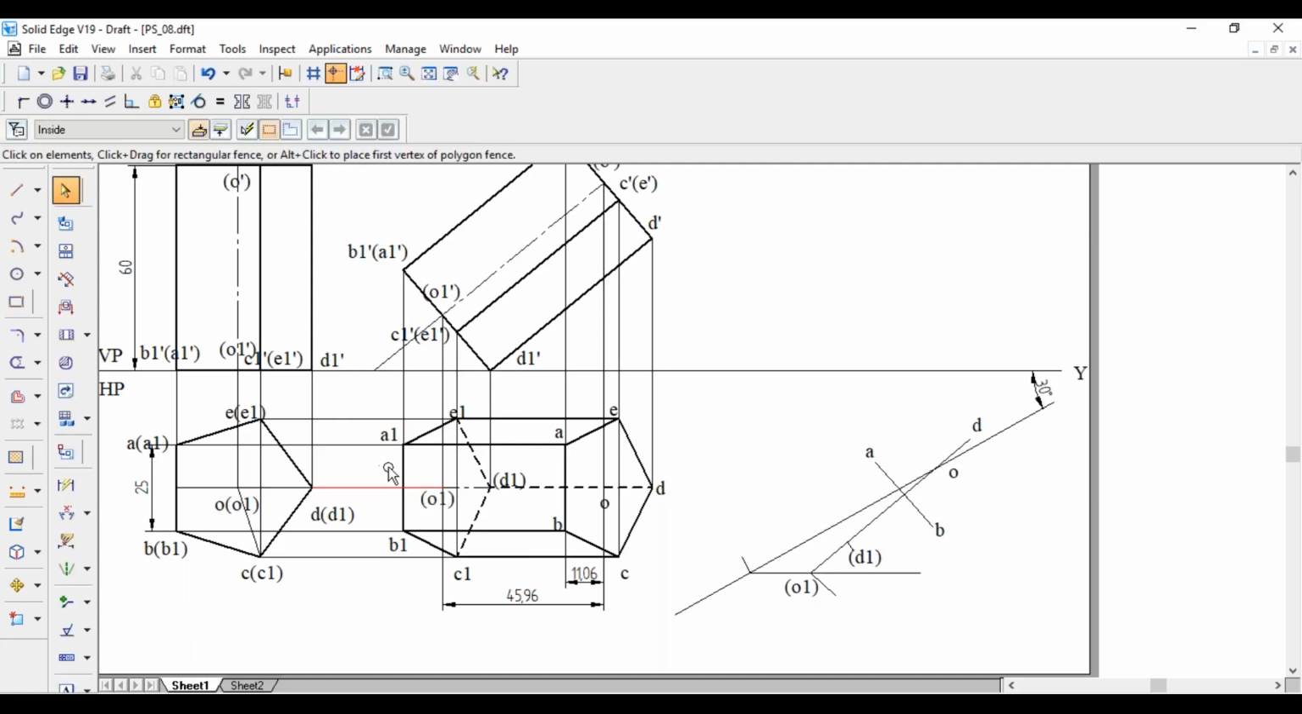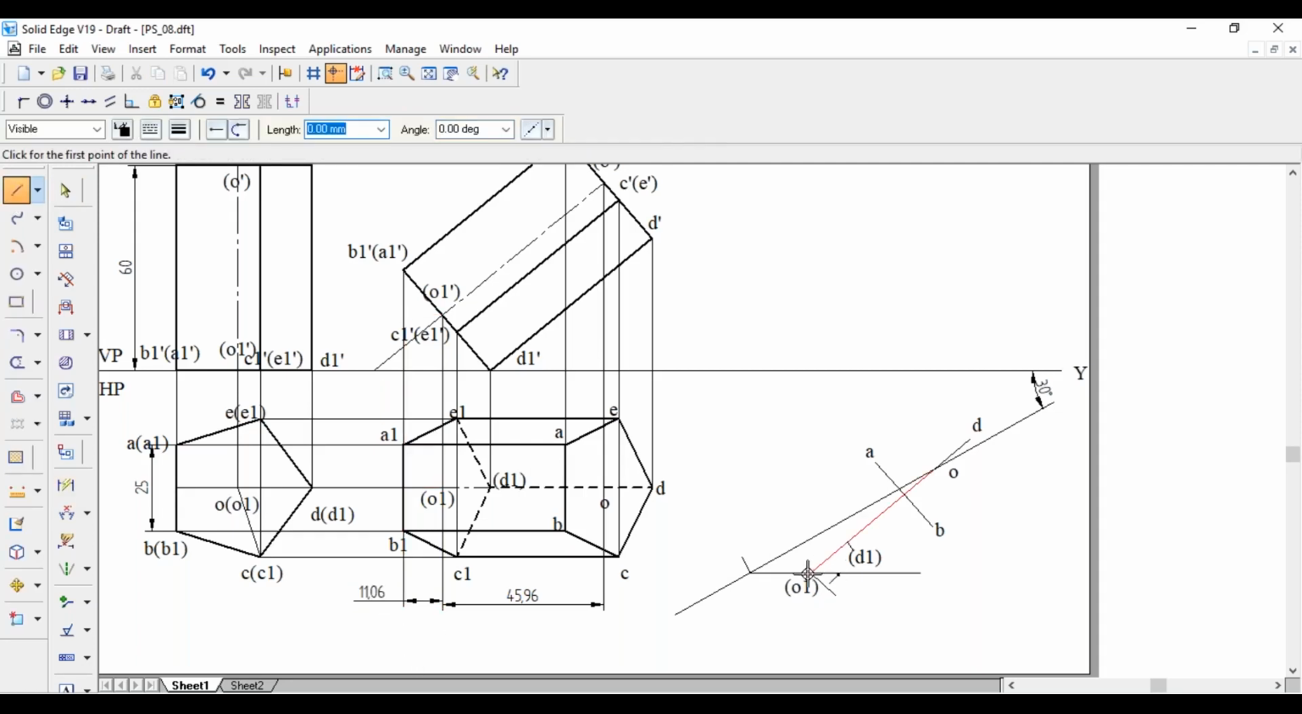Next, this A1 B1 is an extension of O1 for the same 11.06. We will measure that one. O1 to A1 B1 is 11.06 only. So from O1, draw a line that is an extension of O1 for a length of 11.06 mm. Now from this point, draw a line perpendicular to O1 for a length of 12.5. Similarly, on the opposite side, perpendicular to O1 for a length of 12.5 mm.